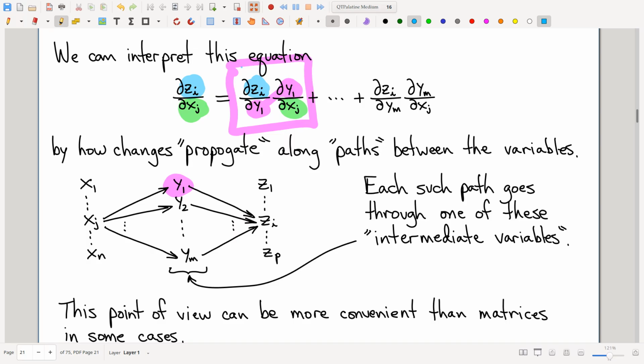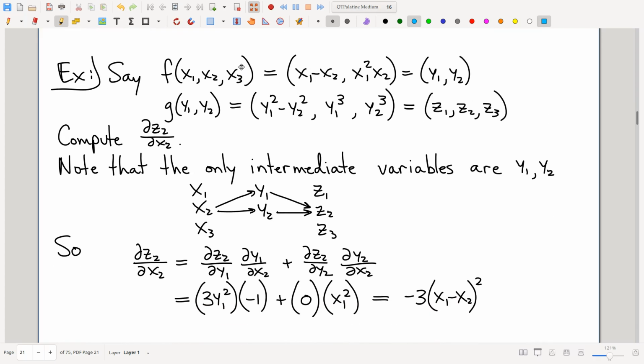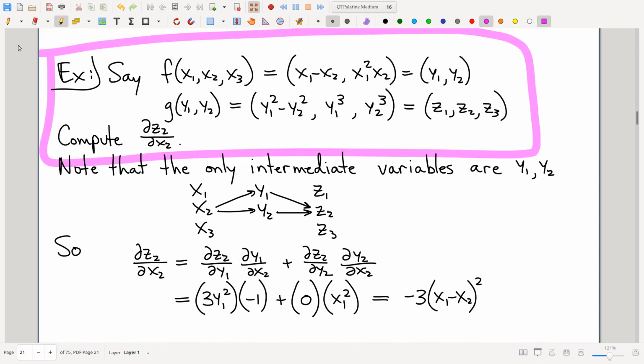Let me show you an example of how we can do this. So here's a question. I'm going to compute this partial derivative right here. Now again, I didn't give you, I guess I did. I gave you the explicit function here. We're going to do this using the multivariable chain rule.